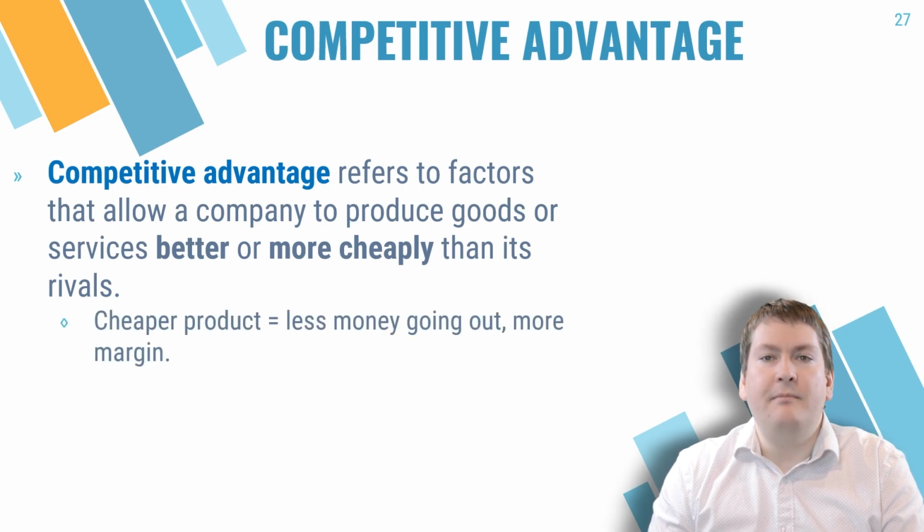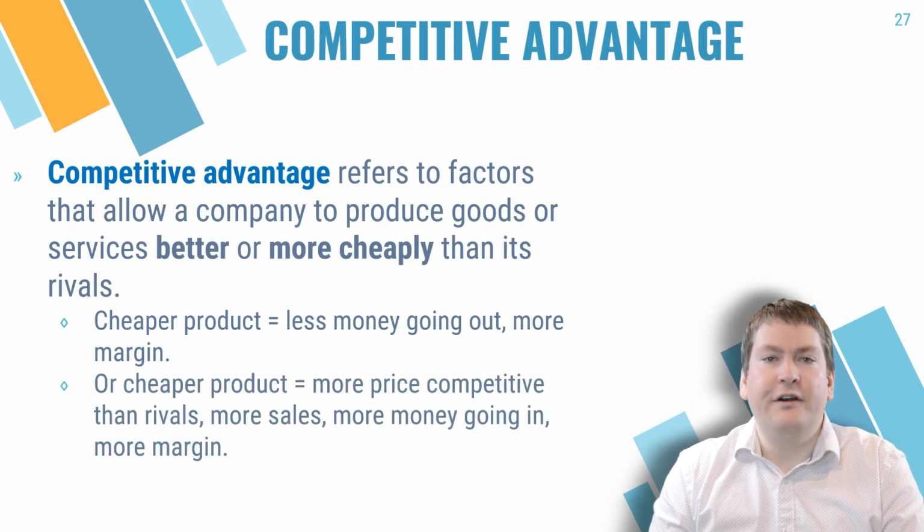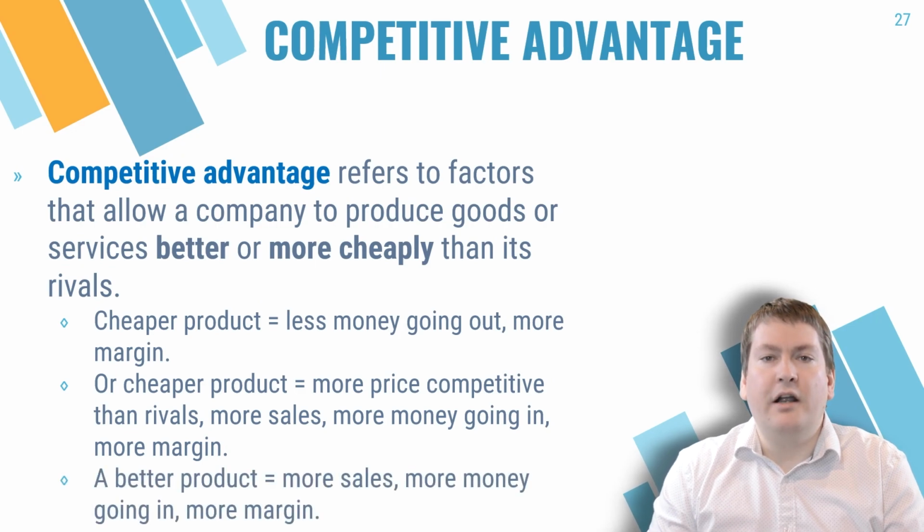Well, if we can manufacture our products more cheaply, that means less money going out, which means more margin for our business. Or alternatively, we could pass that savings onto the consumer and be more price competitive than our rivals. This could mean more sales, more money coming in, and thus more margin. Also, a better product potentially means more sales, which again means more money coming in and more margin.